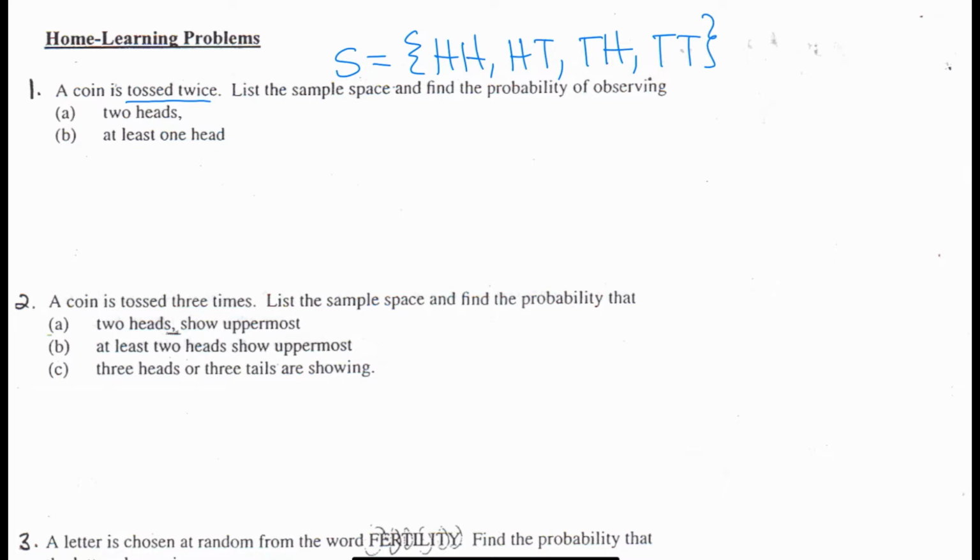So the probability of observing 2 heads, when they tell you 2 heads, is exactly 2 heads. So in this case, it's 1 out of 4. At least 1 head is going to be 3 out of 4.